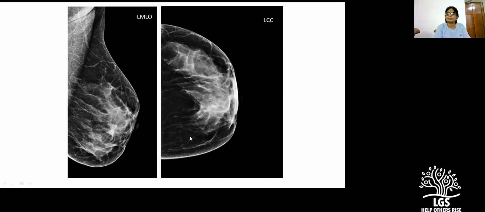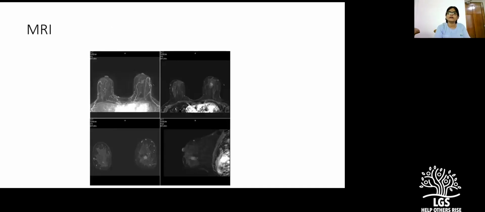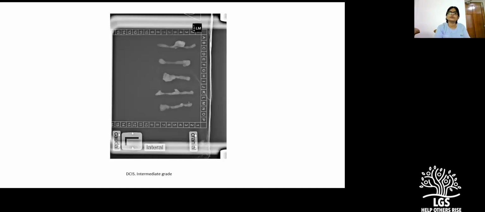Did you do an ultrasound? Yes, obviously, all before surgery, all of them get ultrasound. So this was ultrasounded. There was no ultrasound finding, which is why we went ahead and did a stereotactic biopsy. This was a stereotactic core, and you could see the specimen X-ray showing some microcalcifications.